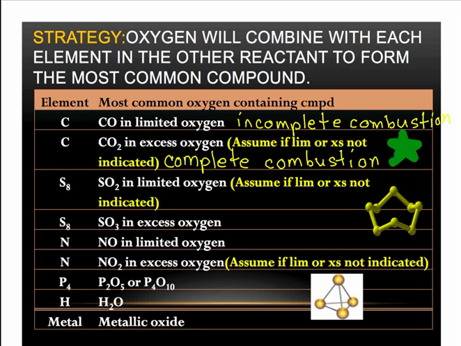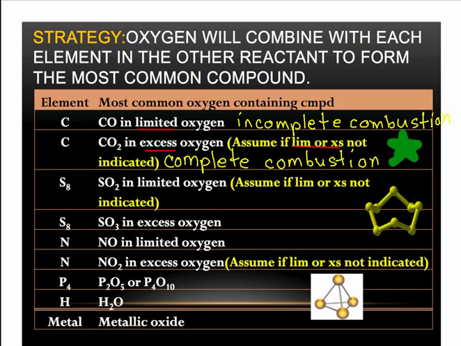Now, if the problem specifies that we are dealing with either limited or excess oxygen, then you will need to supply a particular product. If it says limited, you need to put CO. If it says excess, you need to put CO2. But if those words are not given, then you assume CO2. Okay, so that's your most common. And remember, AP often accepts a whole variety of answers. We're trying to get at the most common or the most likely.